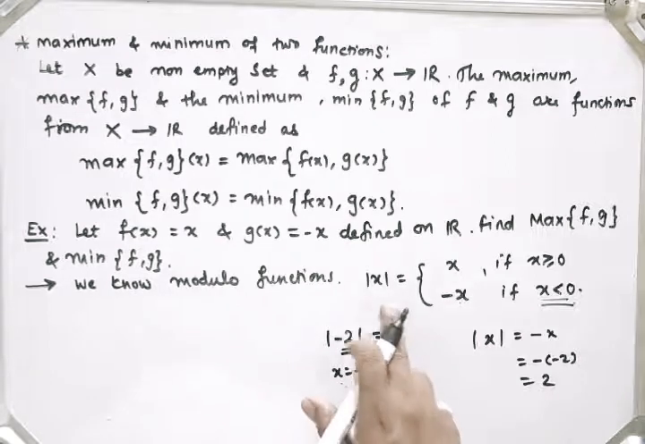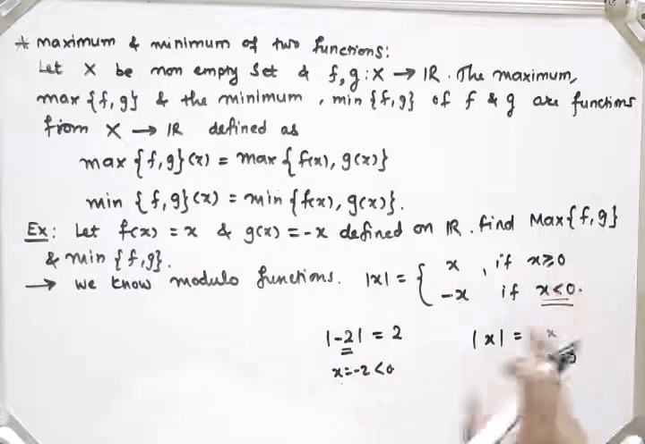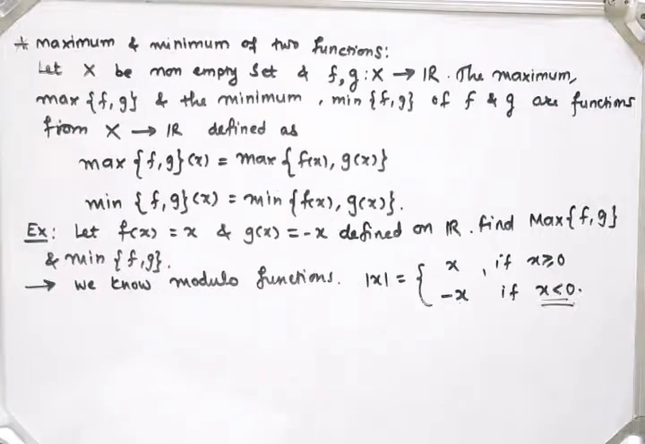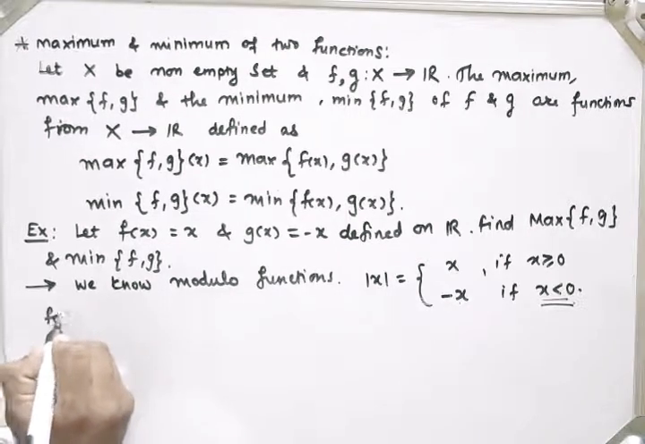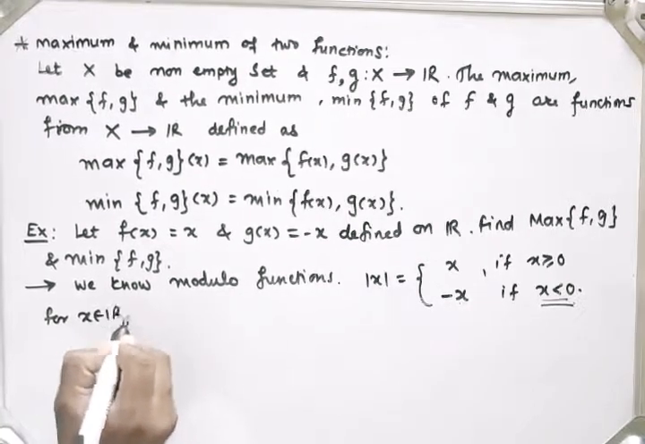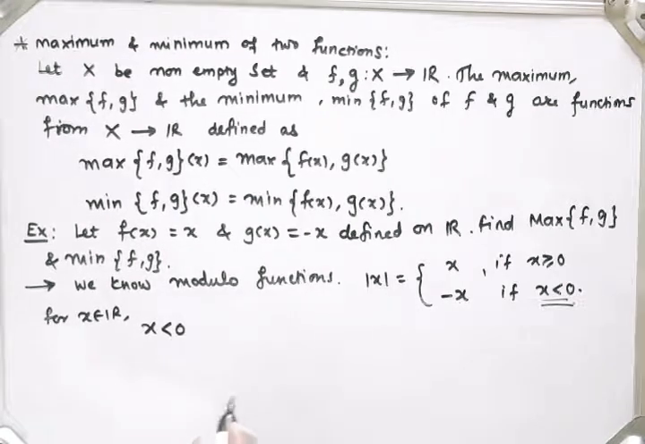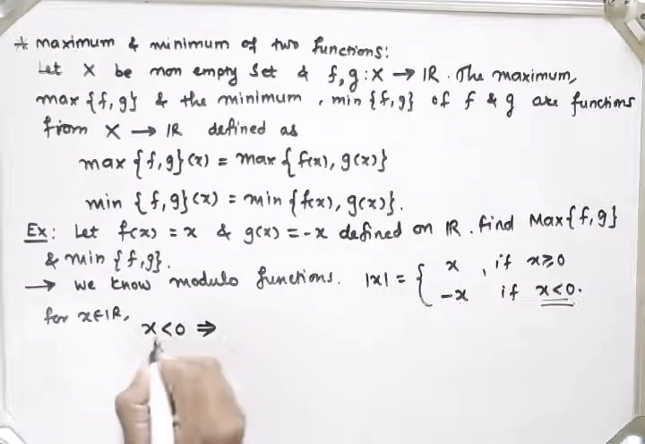So we have defined it like this: mod X is equal to X if X is greater than or equal to 0, and minus X if X is less than 0. So this is the function mod X. Now for X belonging to real numbers R, suppose X is negative, then to find the maximum. If X is less than 0, X is a negative number.